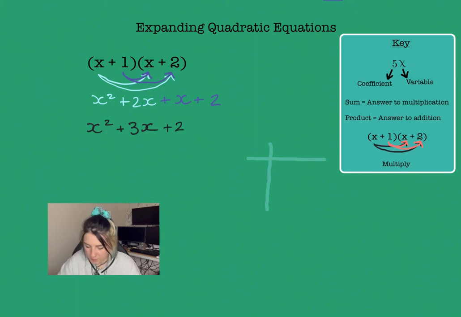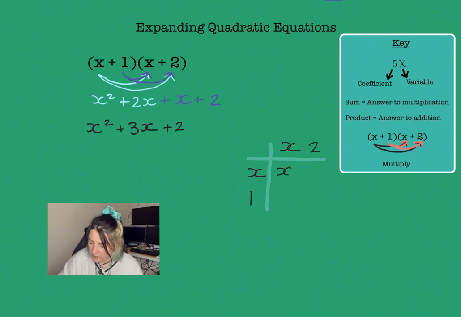So there's my little grid. Okay, so what we're going to do is we're going to write out each part of the bracket on a different line. So the first bracket can be our vertical line and our second bracket can be our horizontal line. So from our first bracket we've got x and 1, and from our second bracket we've got x and 2. Now all we're going to do is make sure that everything in that grid is multiplied.